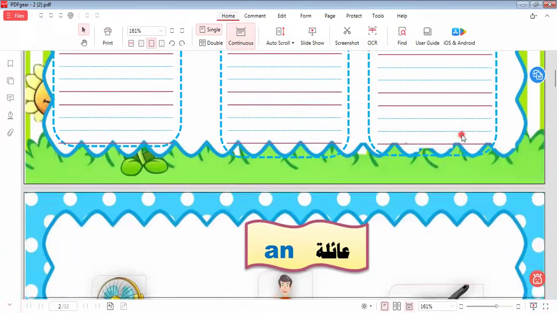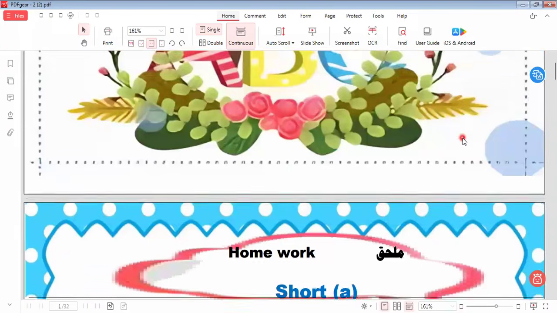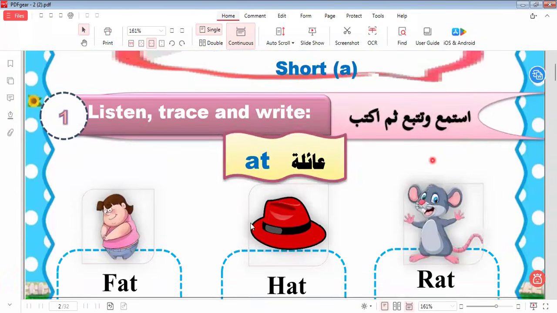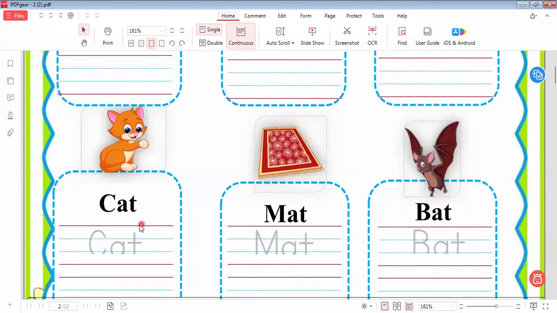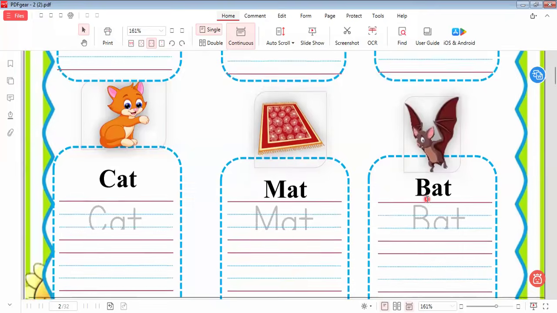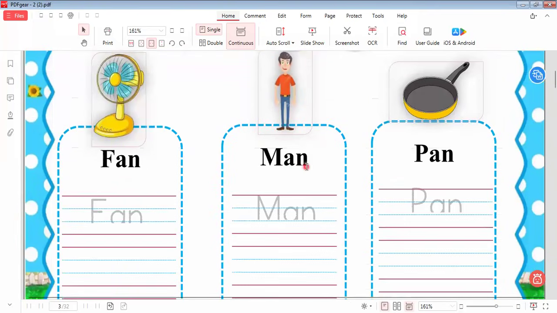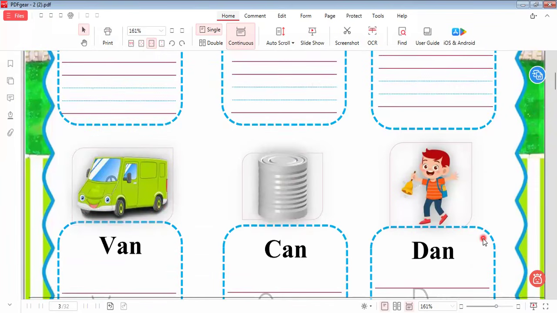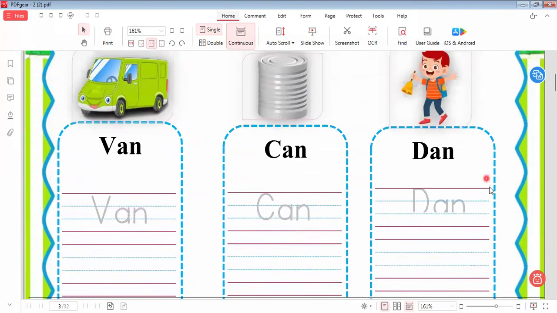Pronunciation A-T and pronunciation A-N. I would like to repeat it again with me. Okay? Fat, hat, rat. Cat, mat, bat. The next one. Fan, man, ban. Van, can, dan. Okay, so here I'll stop on this item.